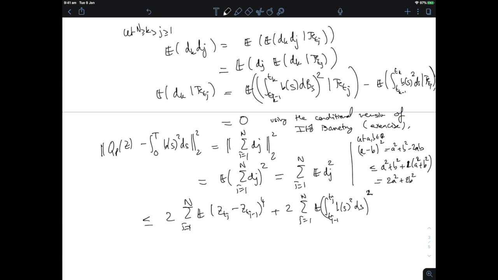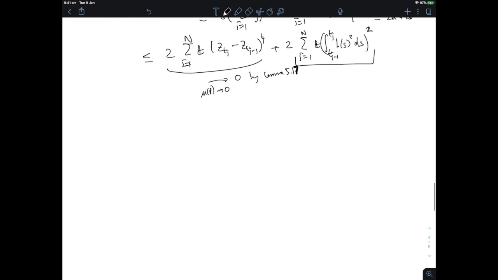Okay, now notice that the first term of this sum here tends to 0 as the mesh size goes to 0. That's by Lemma 5.17. We now have a fourth power, and we've seen that as you refine the mesh size, this has to go to 0. Now, what about this term here? We still need to show that this term goes to 0, in probability at least, as you refine the mesh size. So let's do that now.